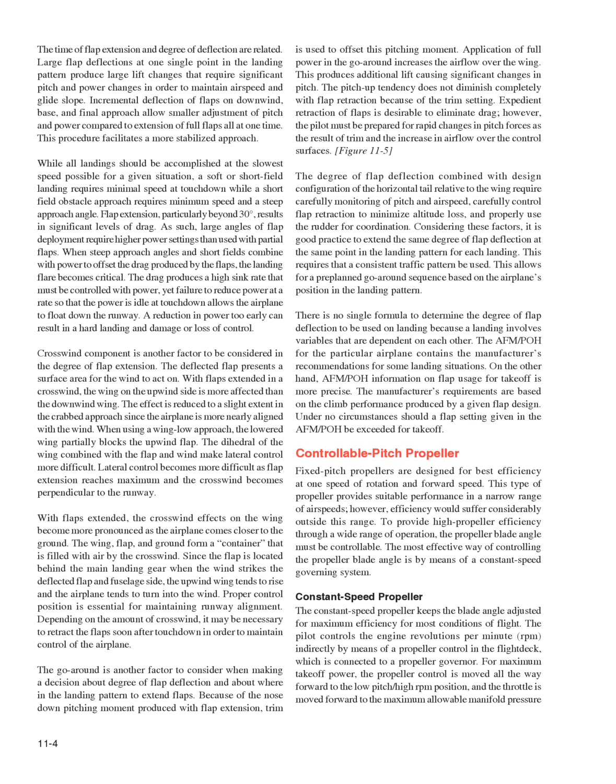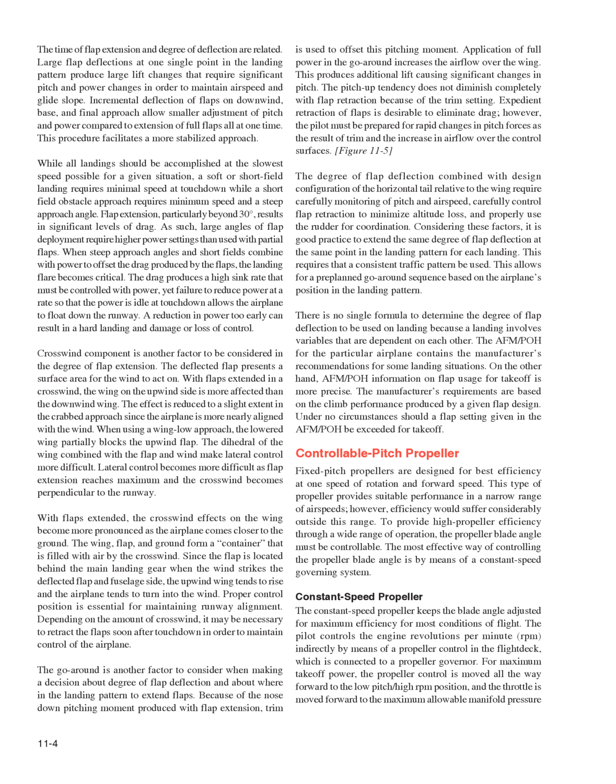Crosswind component is another factor to be considered in the degree of flap extension. The deflected flap presents a surface area for the wind to act on. With flaps extended in a crosswind, the wing on the upwind side is more affected than the downwind wing. The effect is reduced to a slight extent in the crabbed approach since the airplane is more nearly aligned with the wind. When using a wing-low approach, the lowered wing partially blocks the upwind flap. The dihedral of the wing combined with the flap and wind make lateral control more difficult.